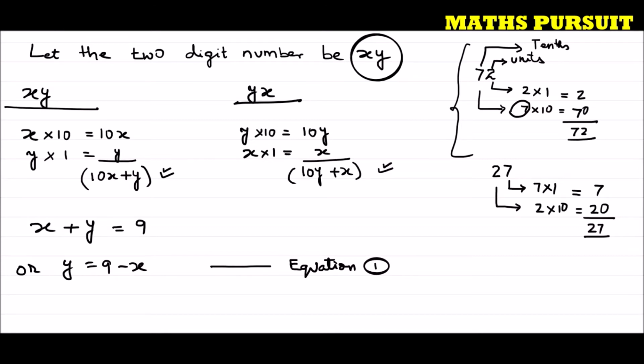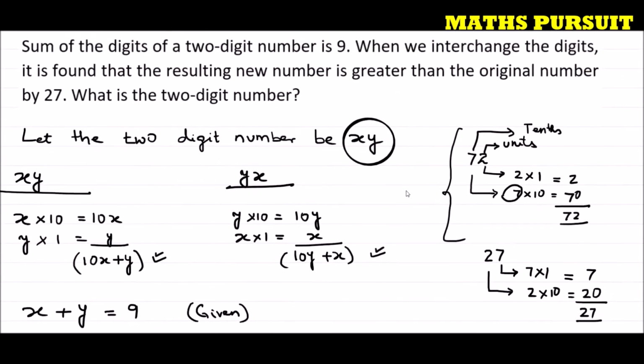And what we got, x plus y is equal to 9. This is given. So from here I derived y is equal to 9 minus x. Now let us look into the question again. The first part of the question is done: the sum of the digits of a two-digit number is 9.